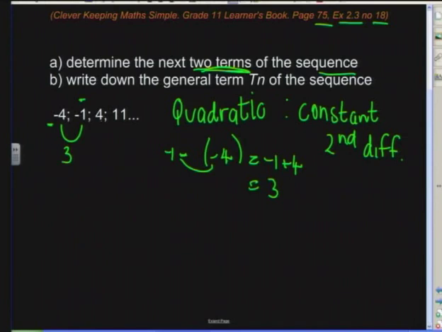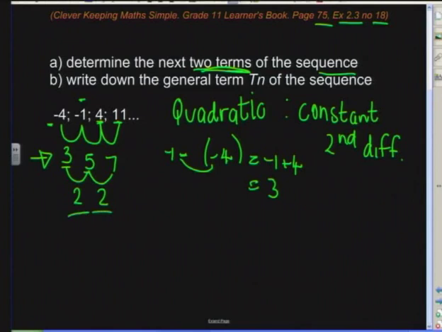Then I'm going to say 4 minus -1. Again, be careful with your signs. It's going to become 4 plus 1, which is 5. And then we say 11 minus 4, and that gives me 7. Okay, so that's my line of first differences. I want the next row to be my constant second difference. So I say 5 minus 3, I get 2. 7 minus 5, I get 2.